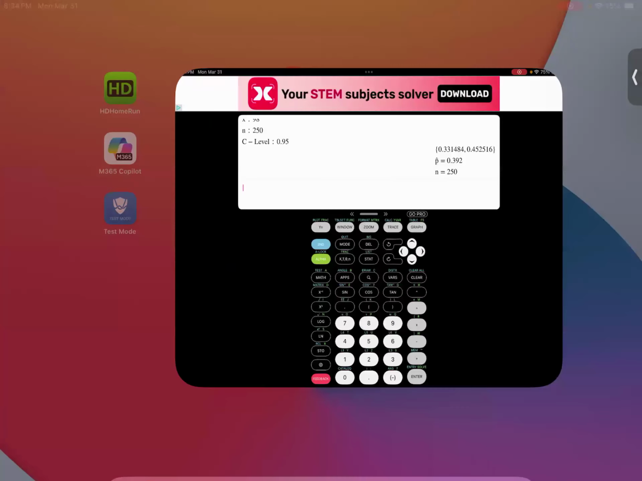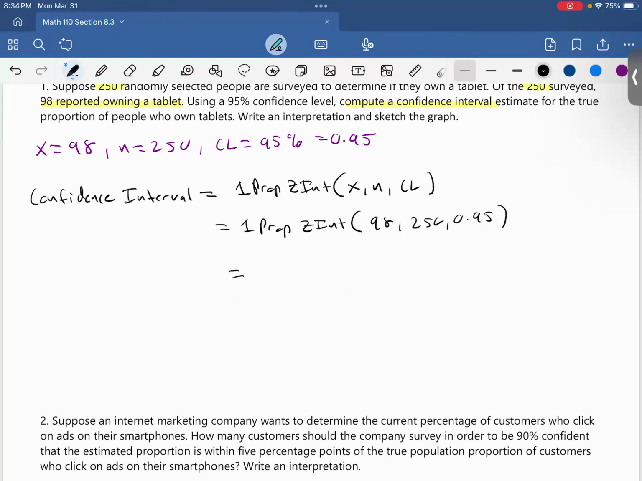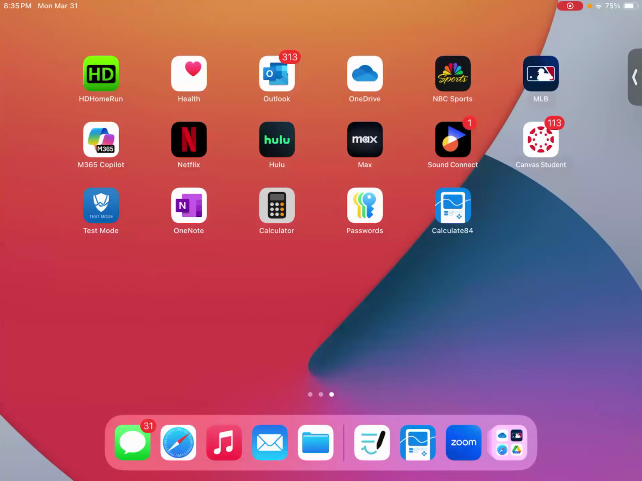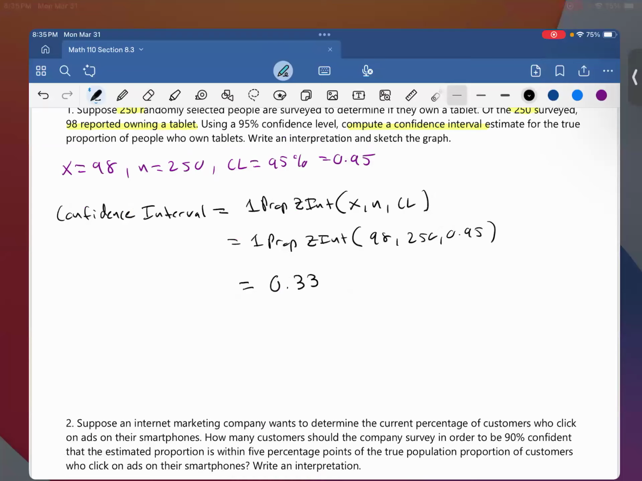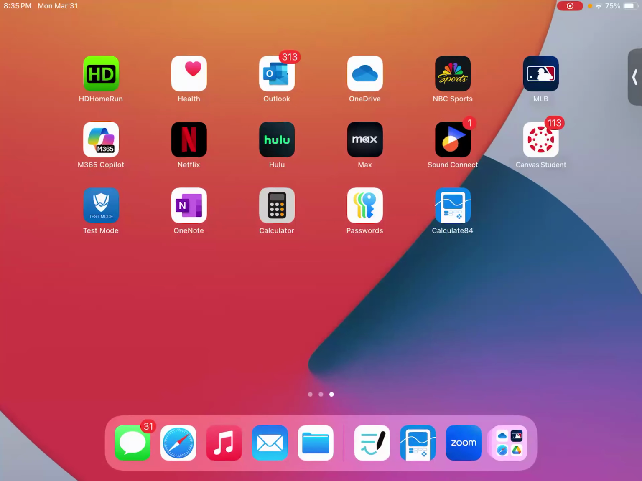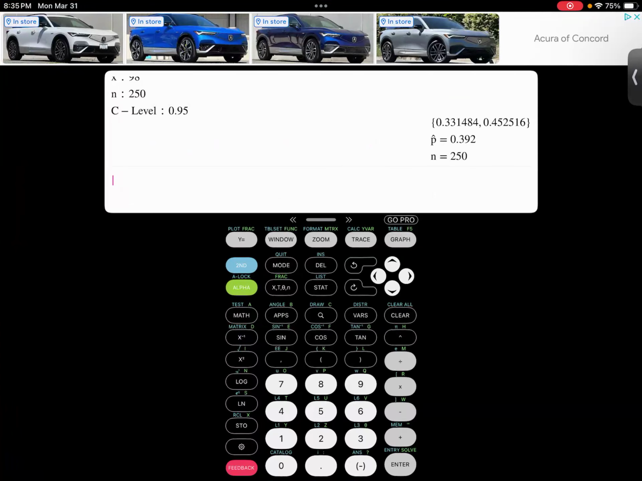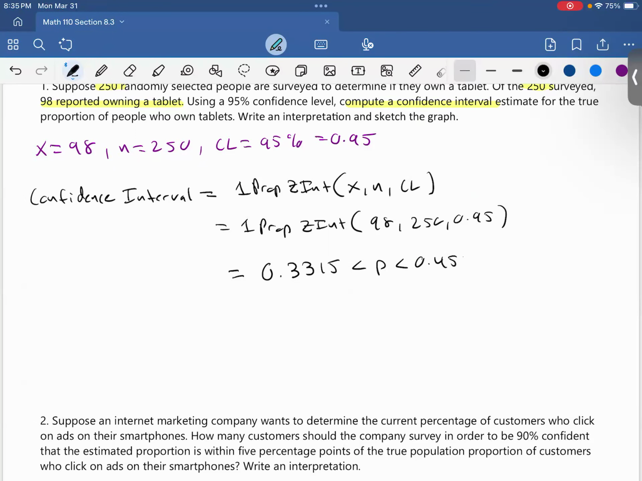So let's go back to the notes and write down our confidence interval. So this becomes 0.3315. I'm going to round to 4 decimals, and then the upper bound is 0.4525. Okay, there we go. There's our confidence interval.